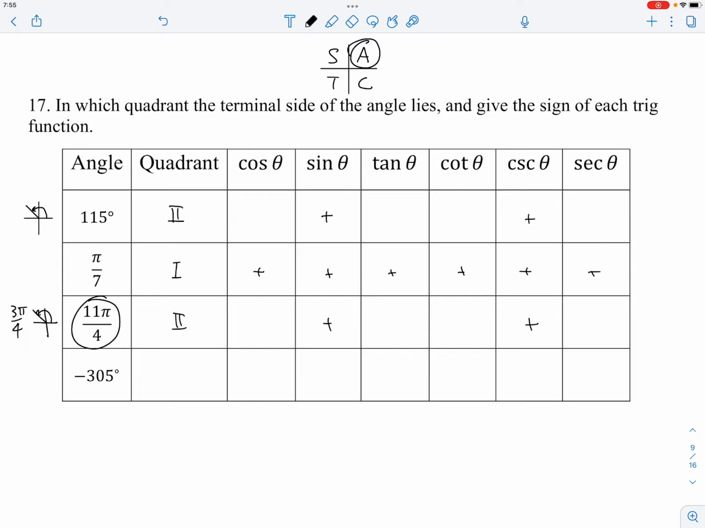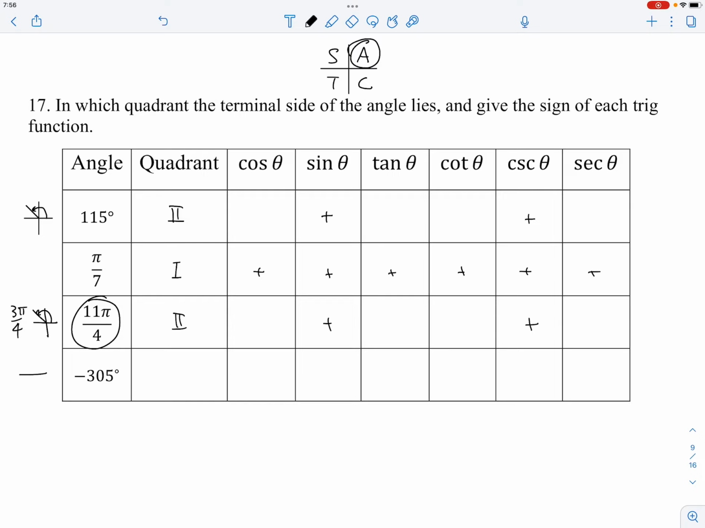Again, 11 pi over 4 is an angle that goes more than one revolution. So to make our analysis a lot easier, we just take off 2 pi, which is 8 pi over 4. Okay, 2 pi is equivalent to 8 pi over 4. So that would make our picture a lot clearer.